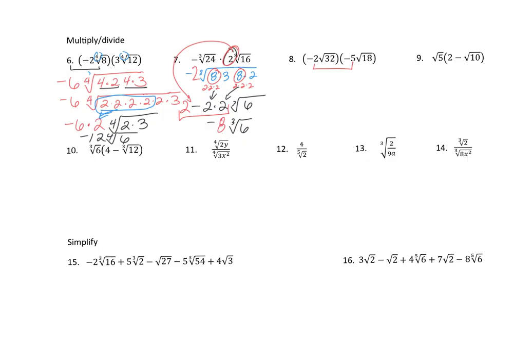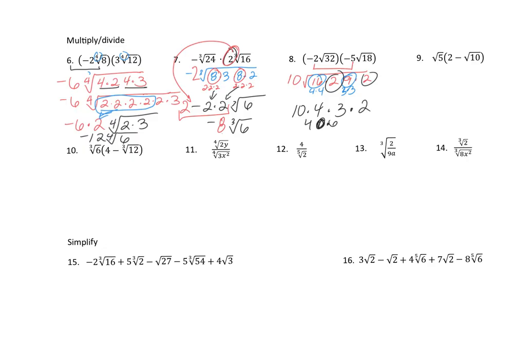-2 times -5 is 10. 32 is 16 times 2. 18 is 9 times 2. Again, I know the square root of 16. That's 4 times 4. I know 9 is 3 times 3. So I end up with 10 times 4 times 3, and I have a pair of 2's, times 2. So nothing is left under the radical. We have 40 times 6.